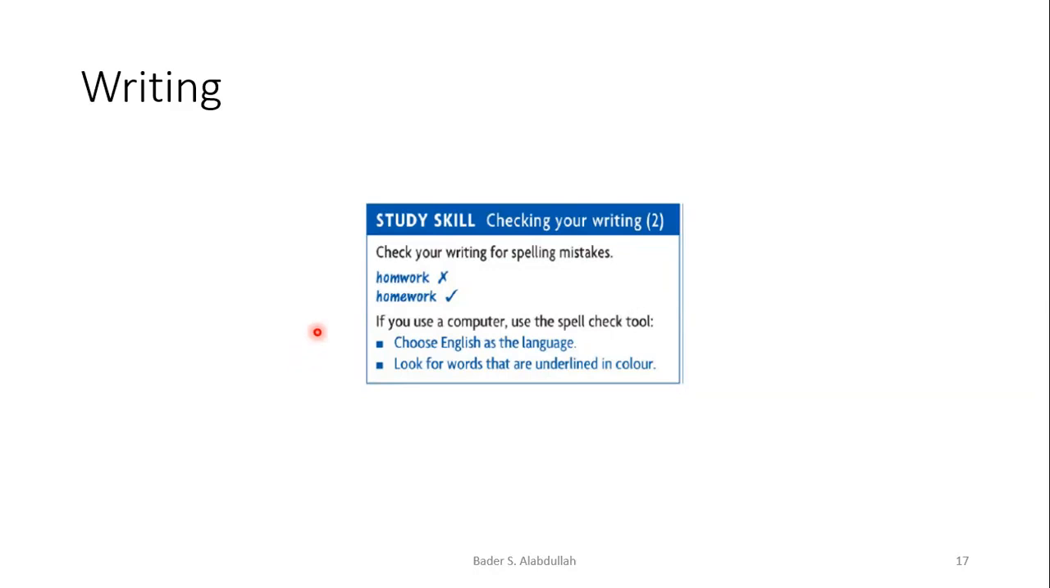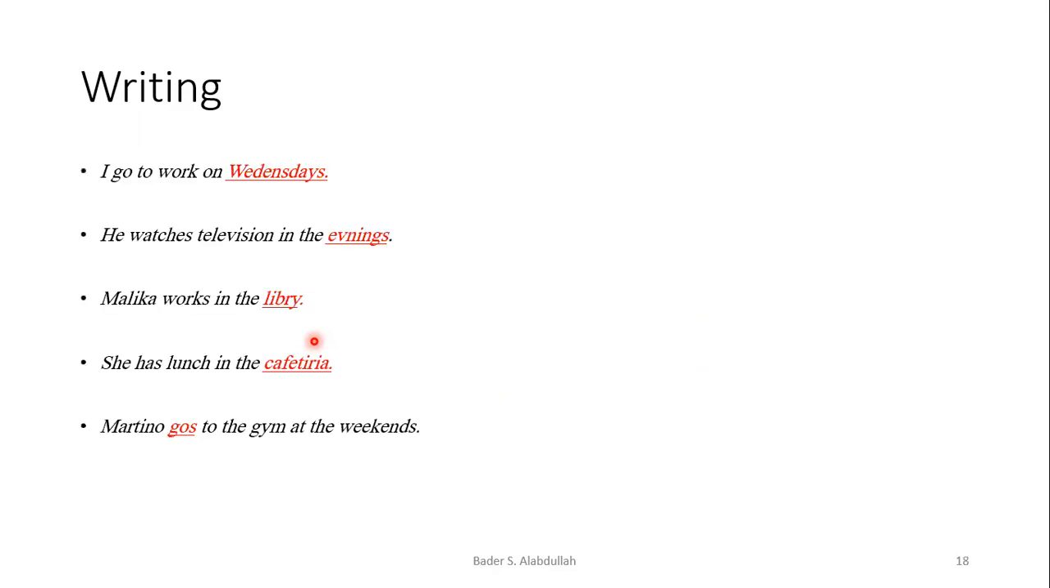If you write homework, as in this example, the program will put a red underline under the word that tells you it is wrong. Okay, so check for these. Okay, let's correct some of these spelling mistakes. I go to work on Wednesdays. So what is wrong with this one?